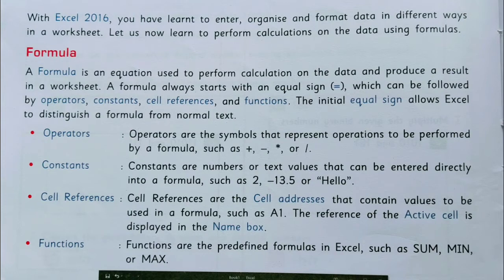hello. Cell references. Cell references are the cell addresses that contain values to be used in a formula, such as A1. The reference of the active cell is displayed in the name box. Functions. Functions are the predefined formulas in Excel, such as sum, min or max.